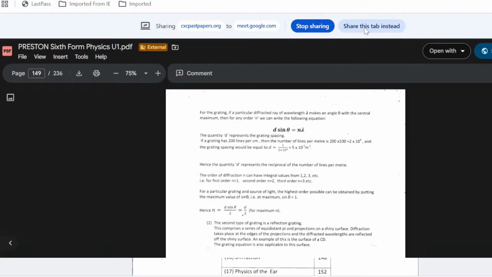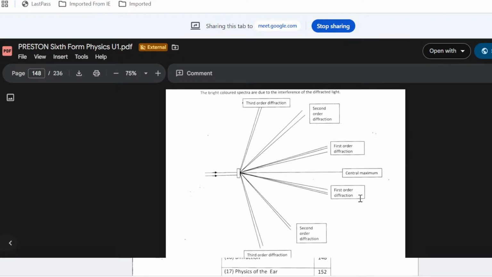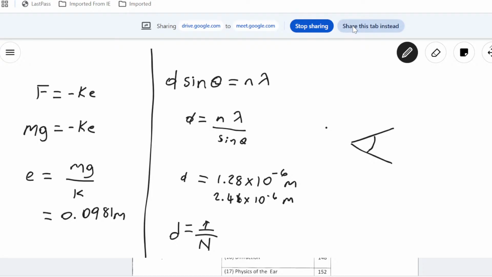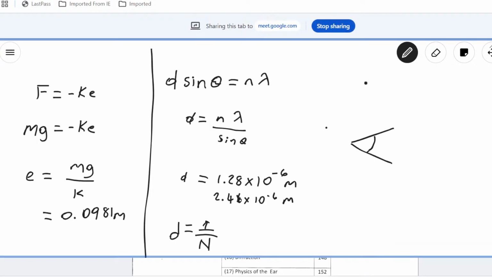Let me see if I can find a screen for you. Look at this thing. Remember, you say on either side of the one in the middle. Oh, it would be 90. It's 90. So the highest possible would be 90 degrees. So we're using the same equation to find the highest possible value of n. We're basically saying that when the angle is 90, what is n? What would be the highest possible order of fringes?